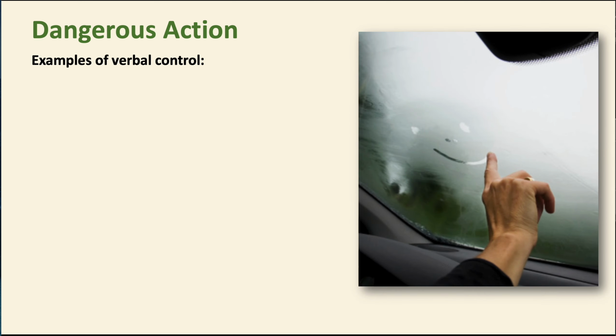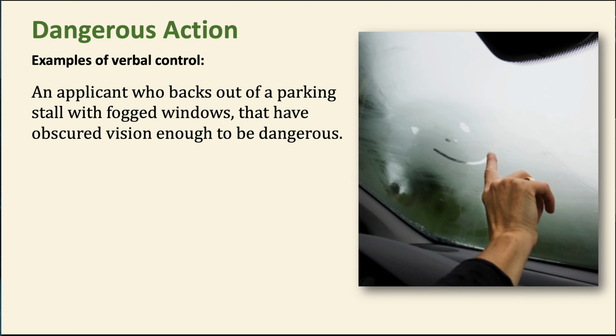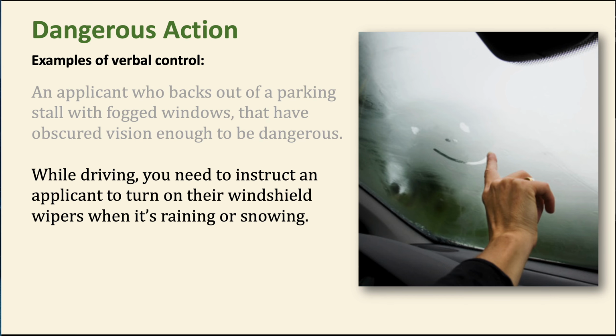And the test ends. Some examples of verbal control. If an applicant backs out of a parking stall with fogged windows and it's obscured vision, it's bad enough to be dangerous, you're going to have to tell them to stop. Okay, we can't see. You're going to turn on the defroster. While driving, if you have to instruct an applicant to turn on their windshield wipers when it's raining or snowing, and it's gotten so bad that you can't see out the windshield, it's really obstructed the vision.